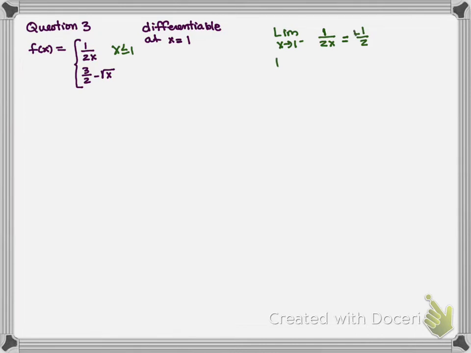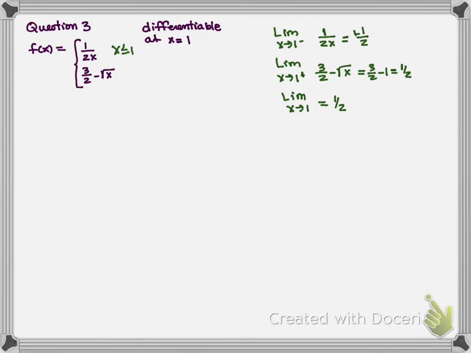And now we'll look at the same thing from the right. Limit as x approaches 1 plus. Now we're using the function 3 over 2 minus the square root of x. Well, this is 3 halves minus 1, which is also 1 half. And so the limit as x approaches 1 is equal to 1 half because both the left and right limits equal a half.